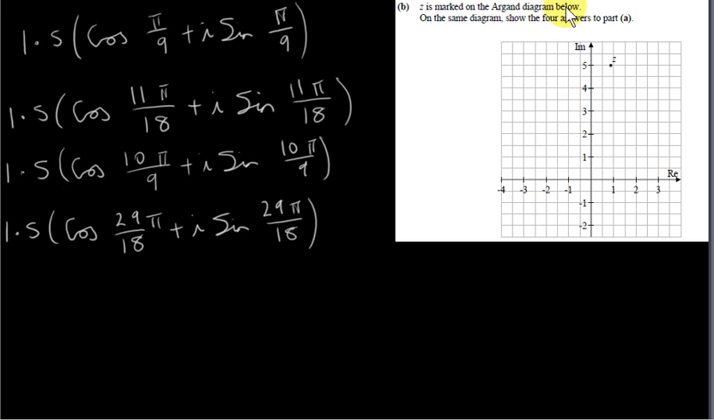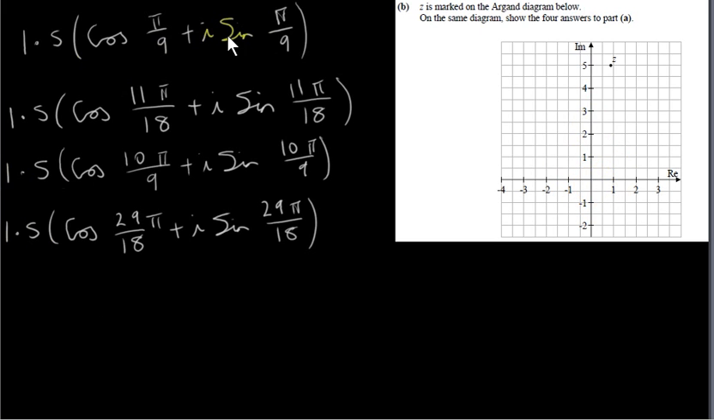Z is marked on the Argand diagram below. Remember, Z was the complex number with modulus 5 and 1/16, so the distance of Z to the origin is 5 and 1/16, and its argument was 4 pi over 9, or 80 degrees. Now we have the fourth roots of Z, so that involved getting the fourth root of 5 and 1/16, which is 1.5. So these complex numbers have the same modulus. It's 1.5. They all have this. The distance of them from the origin is 1.5. We want to show them on this diagram.